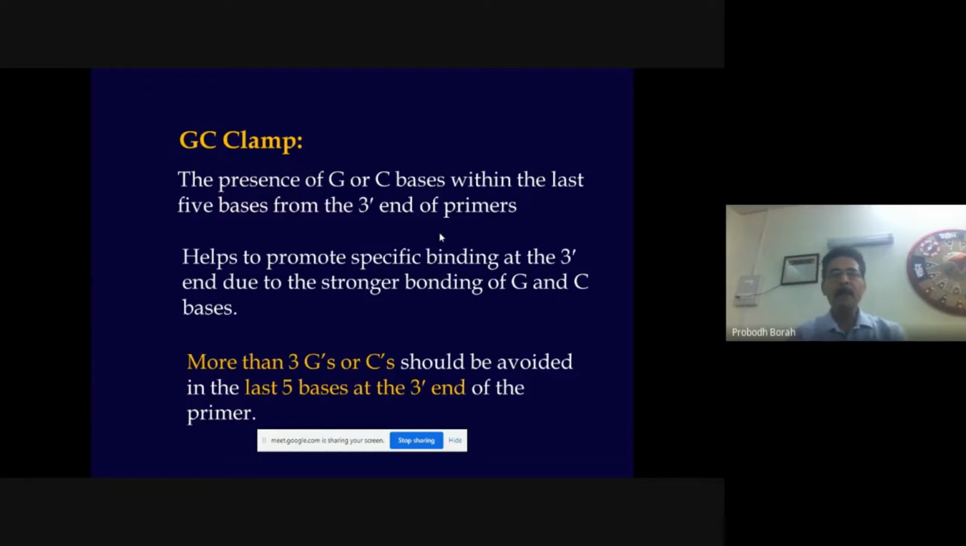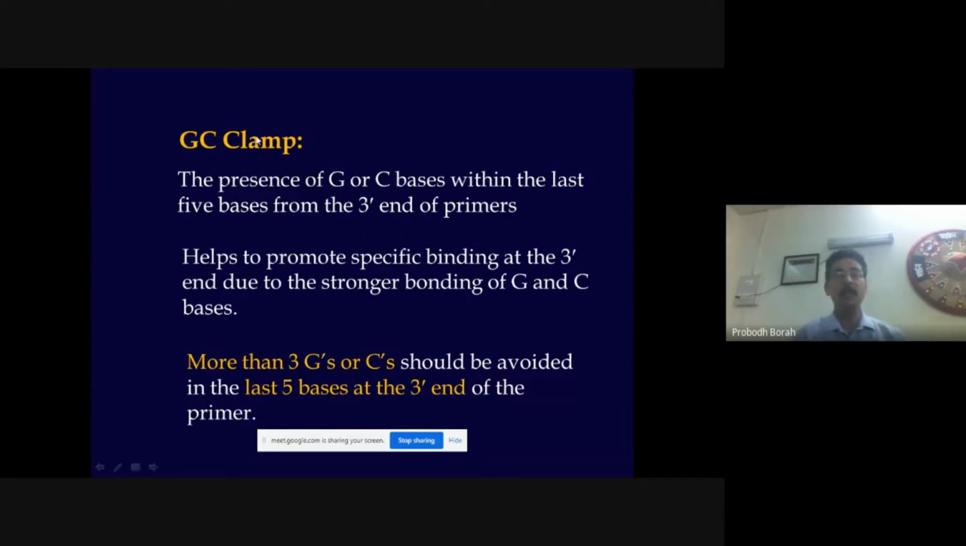So at the 3' end, the DNA duplex between the template and the primer should be stable. Unless it is stable and proper annealing takes place at the 3' end of the primer with the template single-stranded molecule, the polymerase will not get activated and there will be no elongation. Amplification will not be there. So we should ensure stability of the binding between the primer and the template by ensuring the presence of at least 1 or 2 G or C out of the 5 nucleotides at the 3' end.